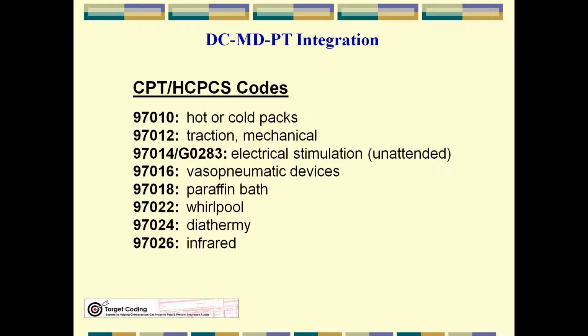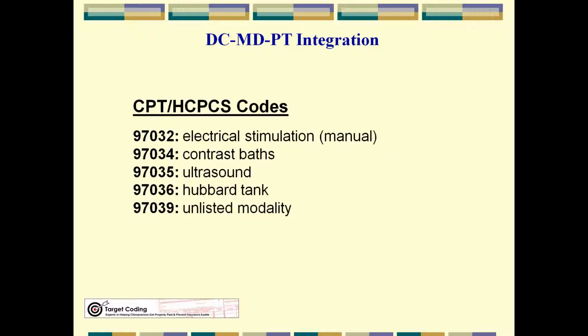So you don't have to be in the room with the patient, but you cannot be in another building, cannot leave the office. So you have to be somewhere in the office, and you could have someone else performing these services. Or you can put the patient on hot packs, traction, electrical stim, and you can walk away. You don't have to stay with the patient. They're unattended, and they're not timed. Any questions on these, let us know at the end of today's webinar.